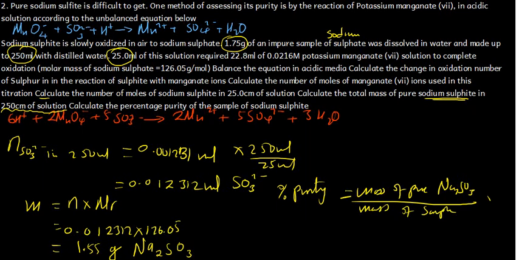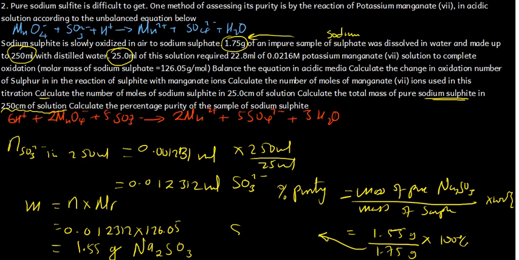And then we multiply that by 100%. Now the pure one, which we've just calculated, is 1.55, and the sample we are given, the mass, is 1.75. All these are in grams. Now multiply by 100%. And so, let me write it here: the percentage mass is 88.68% purity. So that is the percent purity for this substance.